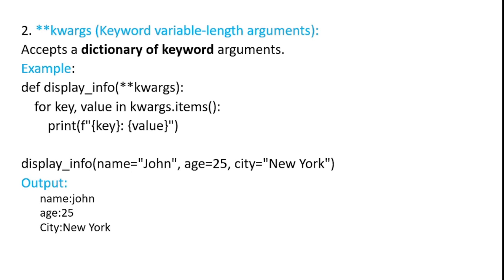So if we call this function by passing three arguments, name is equal to Johan, age is equal to 25, city is equal to New York, what will this function do? Because we are passing these three keyword arguments, it will take them as a dictionary, so it will separate the key values and print them in the given format, like name colon Johan, age colon 25, city colon New York.